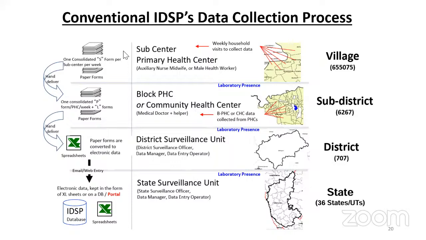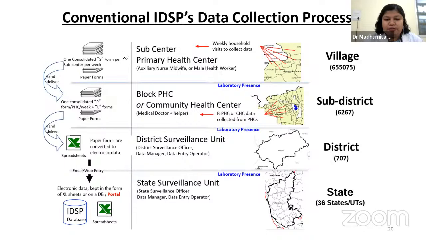Coming to the conventional IDSP data collection process. In the IDSP system, the lowest reporting unit, known as the subcenter, is manned by the auxiliary nurse midwife or ANM and the health worker. They identify the case-based syndromic approach and hand-deliver the aggregated data, which is the symptom-based cumulative number of cases, through paper-based consolidated S-form weekly to the next upper level, that is primary health center or the PHC. The medical officer of the PHC enters the probable case data in the P form and sends it to the district. This form is supplemented by the laboratory reporting of the biological samples through the L form.